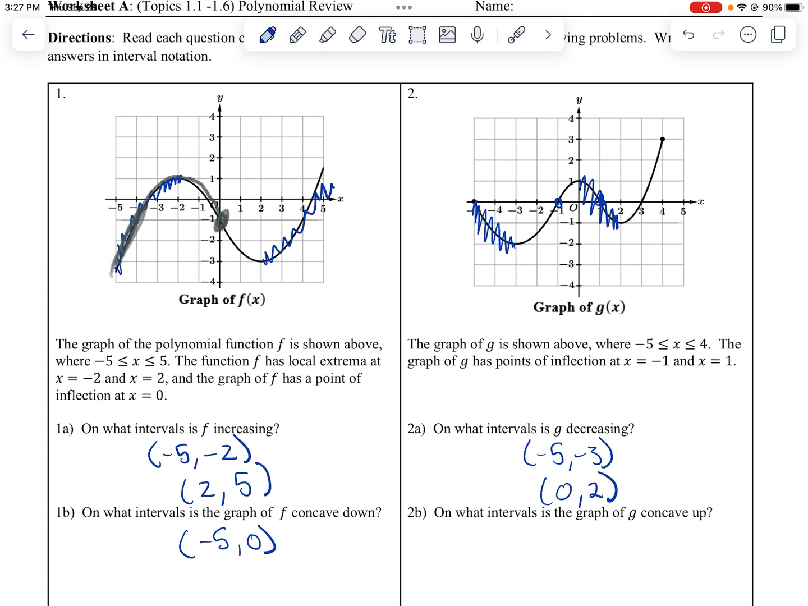Where is it concave up? So where is it like a smile? So it's smiling right here, and then here's another smile. So it's concave up from -5 to -1, and then from 1 to 4.